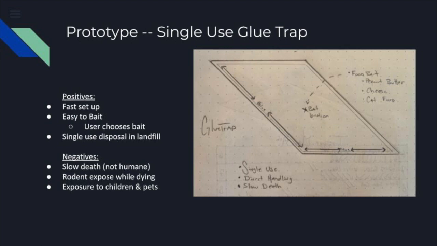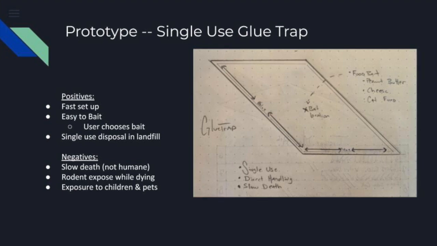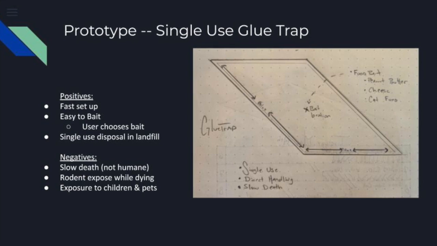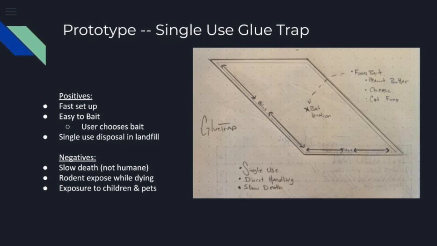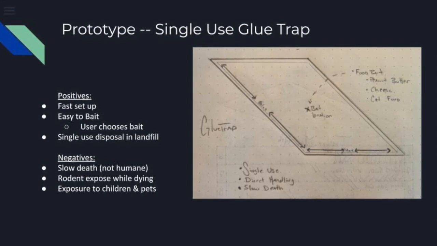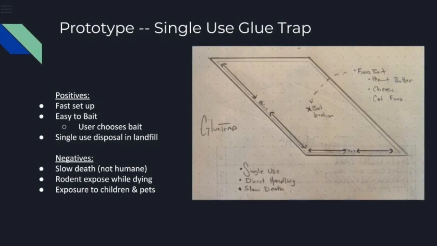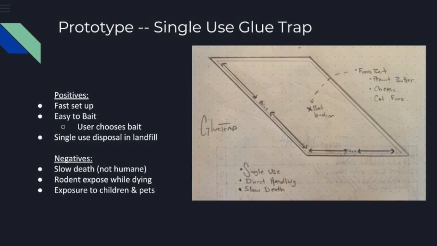First being the glue trap. As you can see here, it'd be a fast setup. You just have to peel off the top layer to activate the glue. You would set it down and add the bait to the center of the trap, and it is easy to bait, as in you can put whatever food you choose on there, whether it be peanut butter, cheese, or cat food, to attract the rodent. So the user chooses the bait.